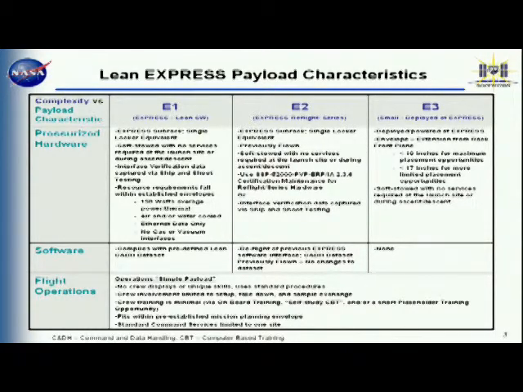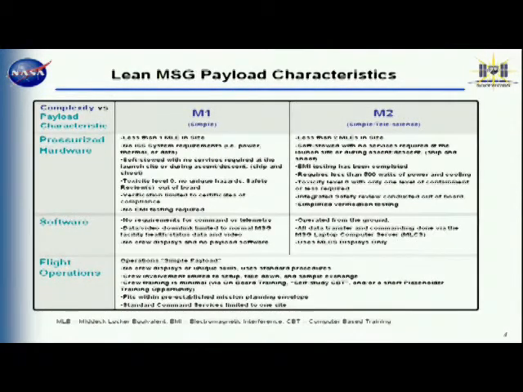Okay, if we go to page 4, this is a similar matrix for lean MSG payloads. Again, down at the bottom, you'll see that the flight operations characteristics are the same as they were for Express. If we look at the M1 column and look at the hardware characteristics, the MSG payload would be smaller than a locker equivalent in size. It would not require any resources to conduct its research. It would be soft-stowed during launch and return.